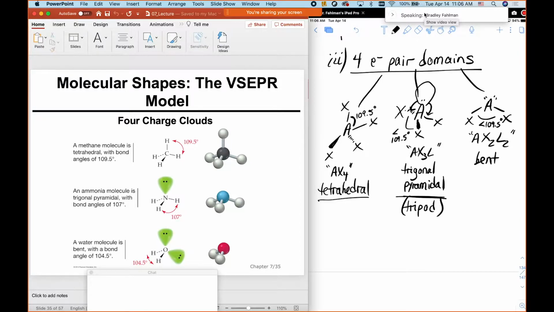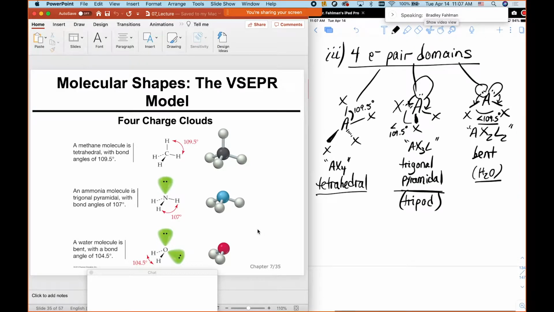And then AX2L2, like water, for instance, is our good example for that one, where you have two lone pairs. Now you've got a lot of repulsion, and that angle is much less than 109.5. According to these molecules, if it's ammonia, it goes from 109.5 to 107, and then water, it's 104.5. So quite a bit of difference there, like 5 degrees. All right, any questions about those first sets of molecules?